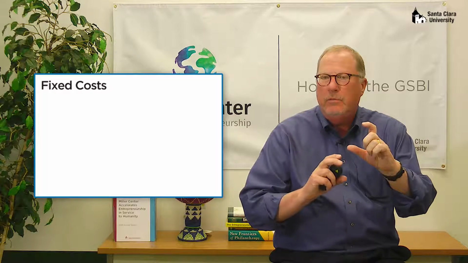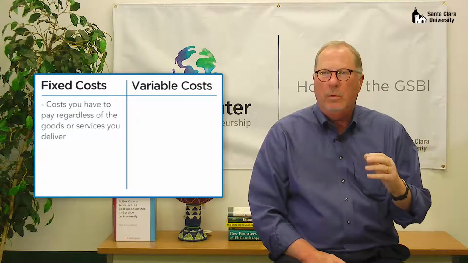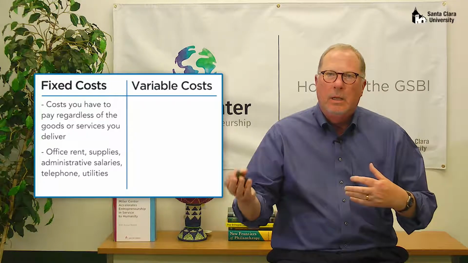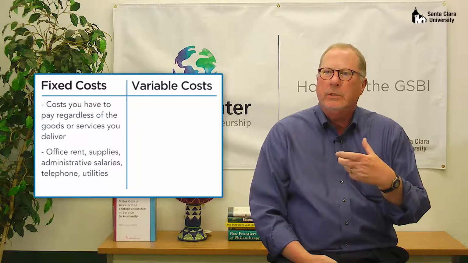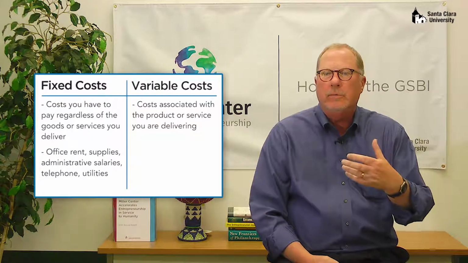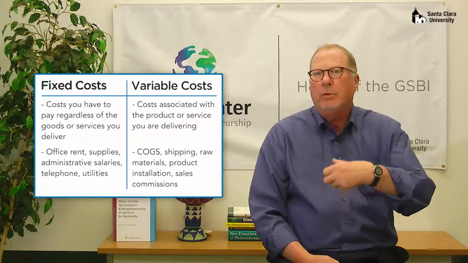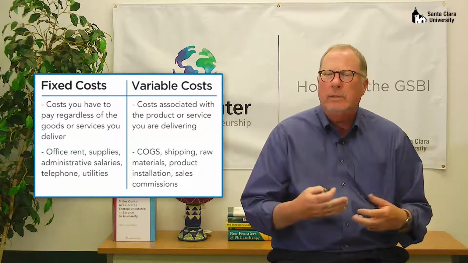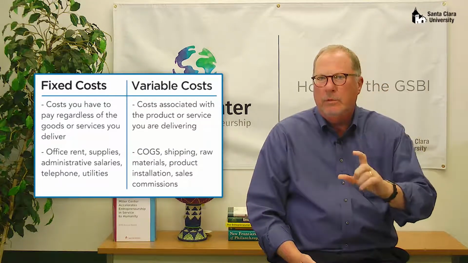Now, the way to start is with fixed cost versus variable cost, where the fixed cost is the cost that you would have to pay regardless of the number of products or services that you deliver. So this is office rent and supplies, administration, some telephone, utilities, etc. A variable cost is associated with the number of products or services that you're delivering. So this would be cost of goods sold, or your shipping costs, raw materials, product installations, sales commissions, those kinds of things that are dependent upon the number of units that are sold. So again, fixed cost versus variable cost.